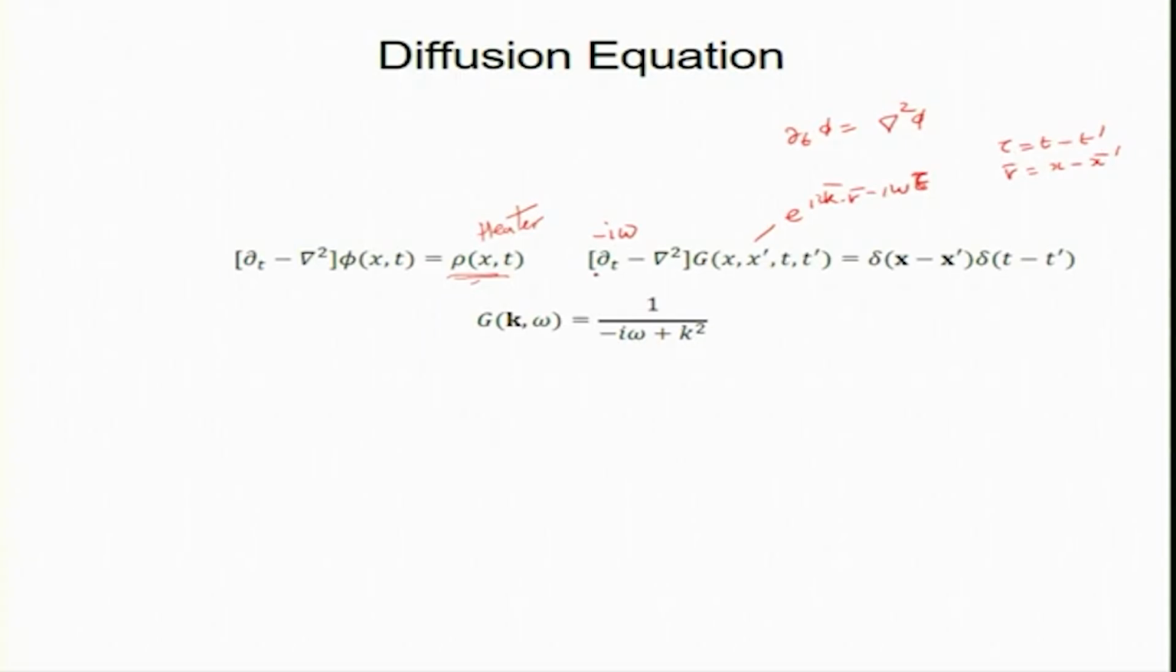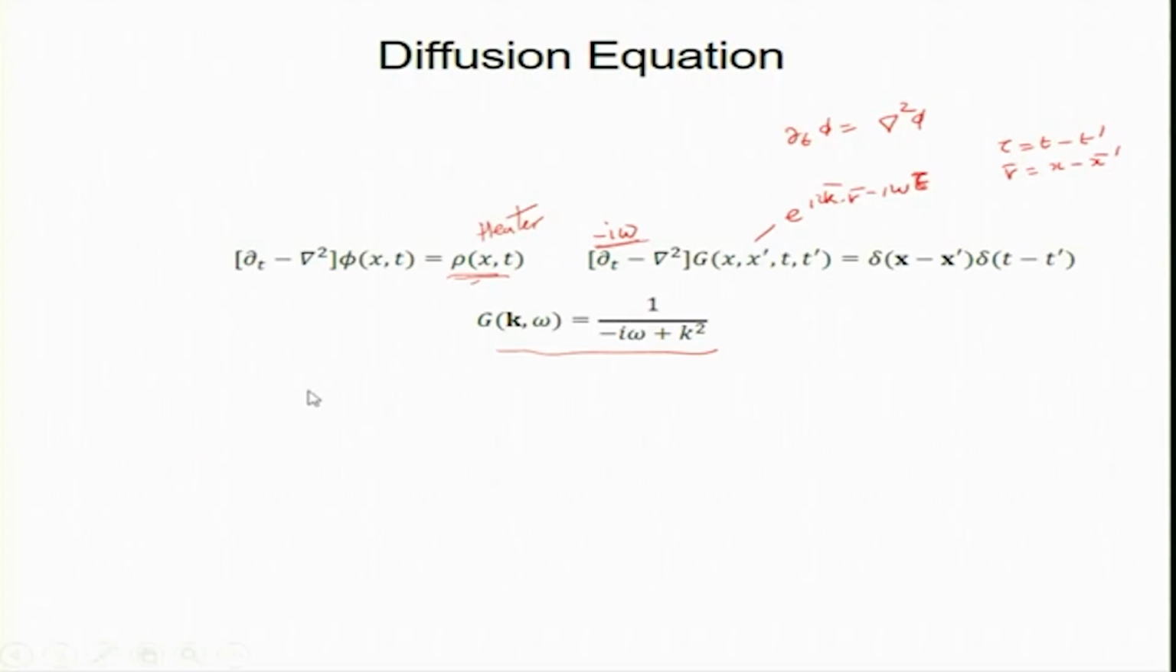So, if I do the d by dt, I will get minus i omega. So, this is my Green's function. For the wave equation it was minus omega squared, but here it is minus i omega. So, please keep in mind it is not plus i omega. Okay. So, let us do the time integral, the d omega integral first.